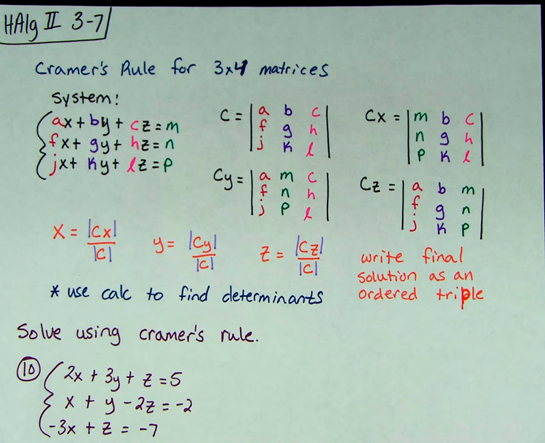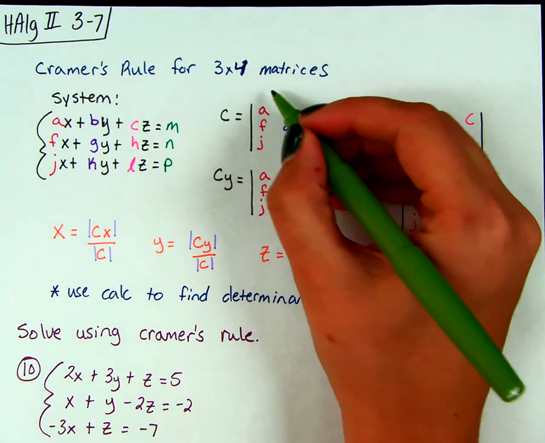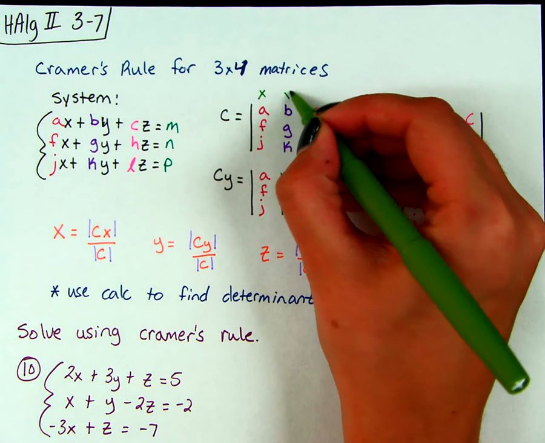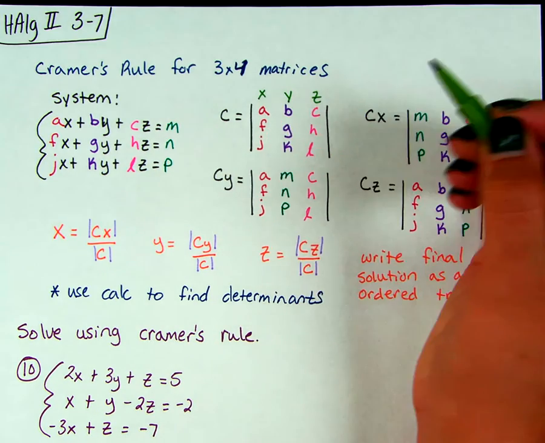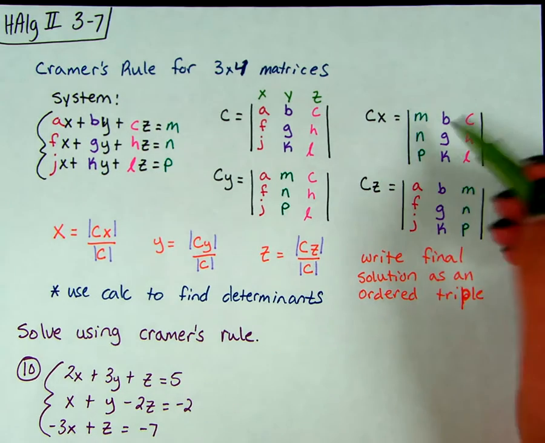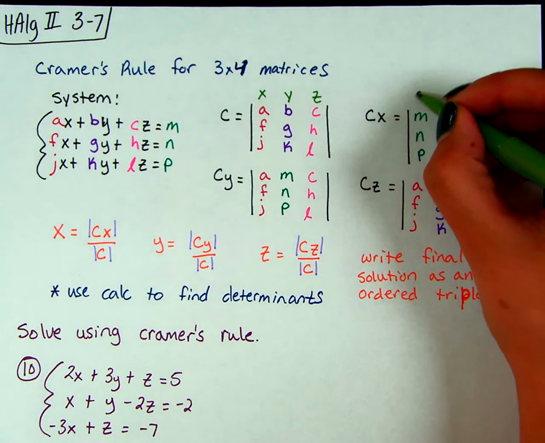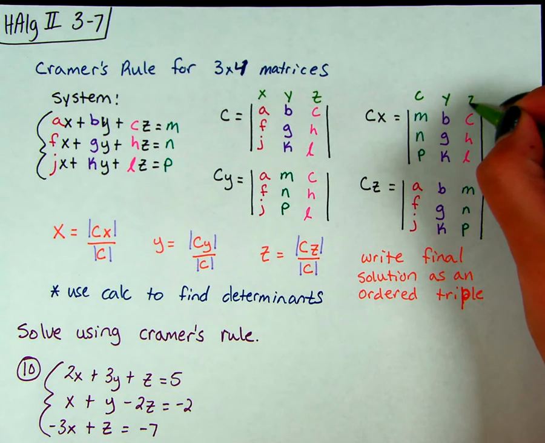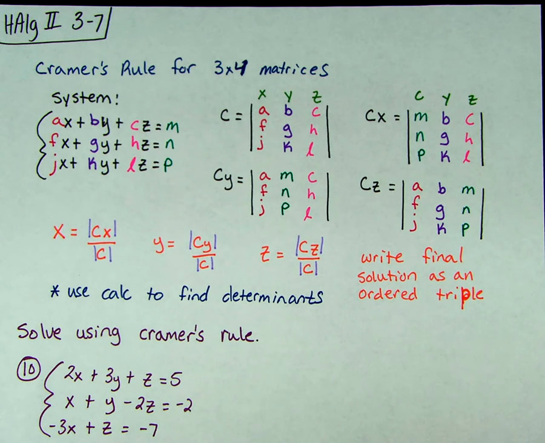All right, so next we're going to take Cramer's rule and apply it to a system with 3 equations. So it's going to be the same idea as we are looking at these problems. Our C matrix is going to be our coefficients, so it's our x coefficients, y coefficients, and z coefficients. And then our Cx, again, we're going to replace our x column with the constants, and we're still going to have our y and z coefficient columns stay the same.